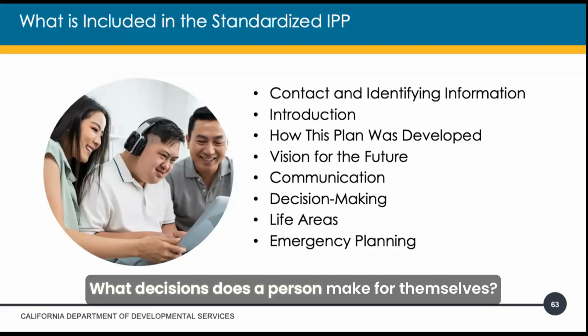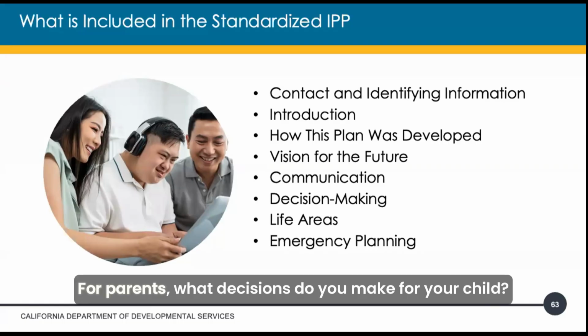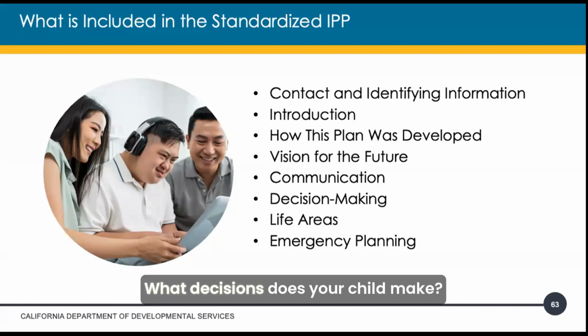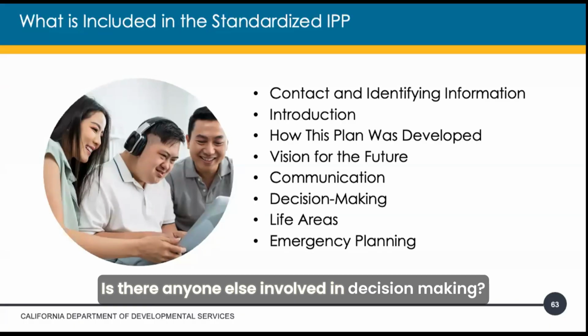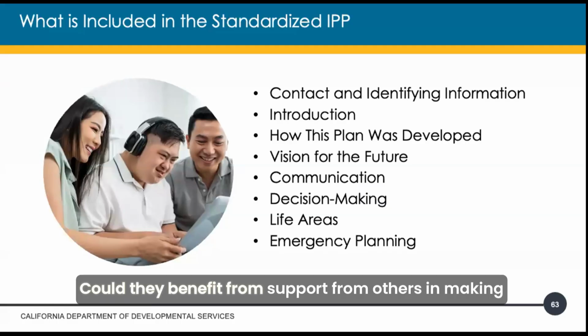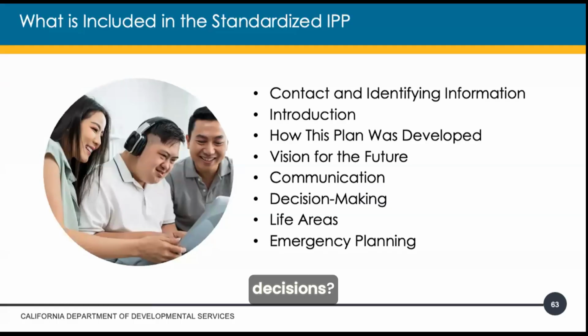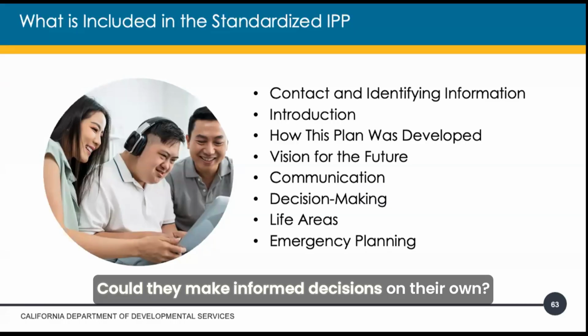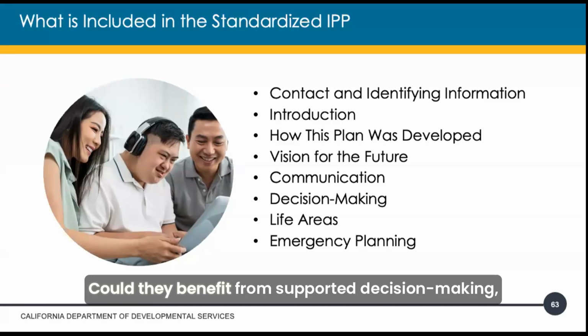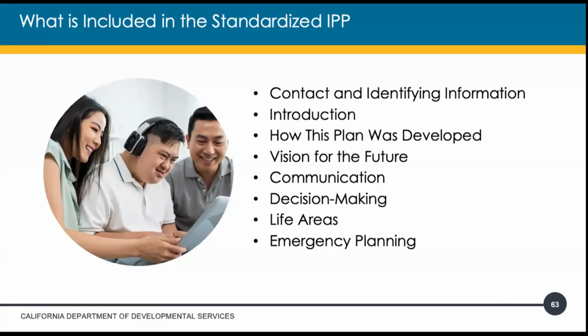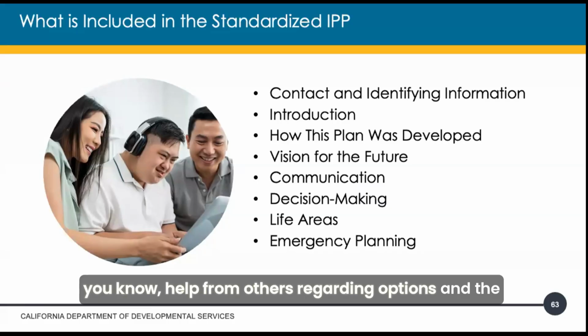What decisions does a person make for themselves? For parents, what decisions do you make for your child? What decisions does your child make? Will your child need an advocate in the future? Is there anyone else involved in decision making? Could they benefit from support from others in making decisions? Could they make informed decisions on their own? Could they benefit from supported decision making, help from others regarding options and the impact of choices? So, very important section related to decision making.